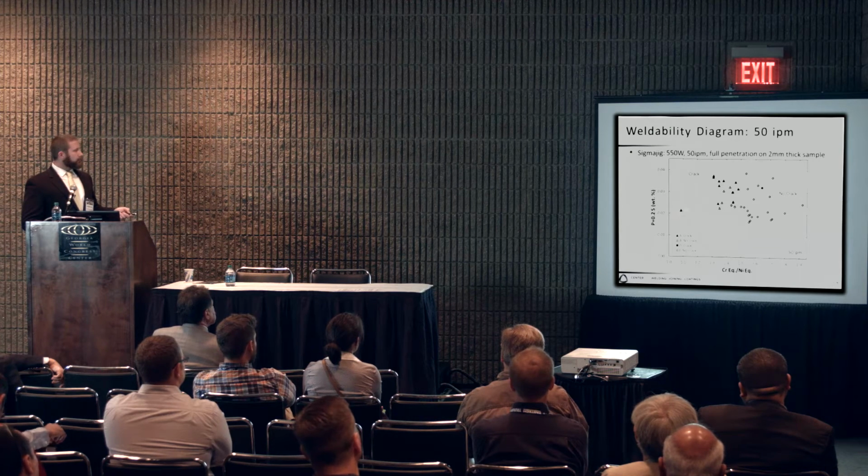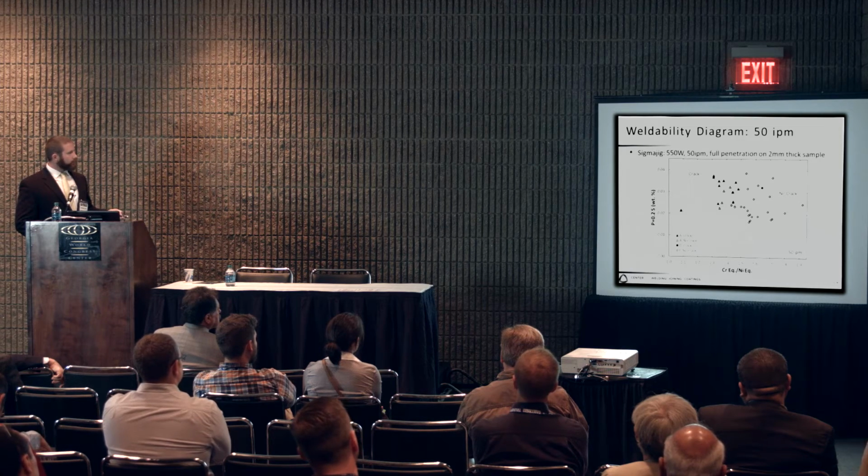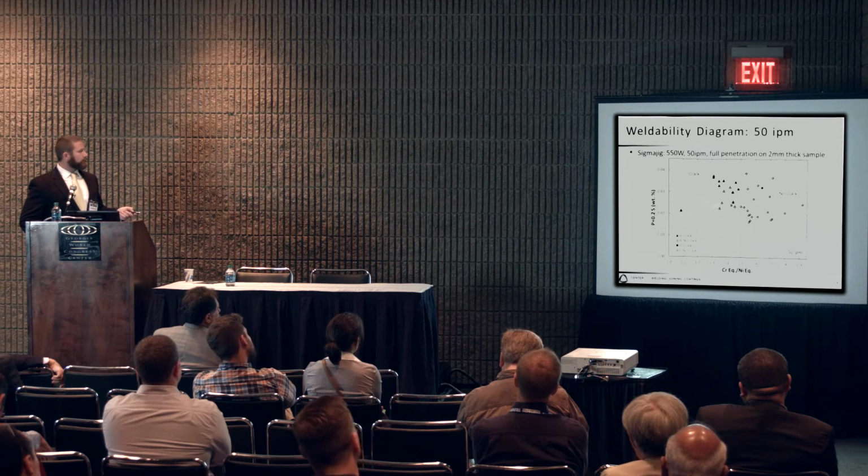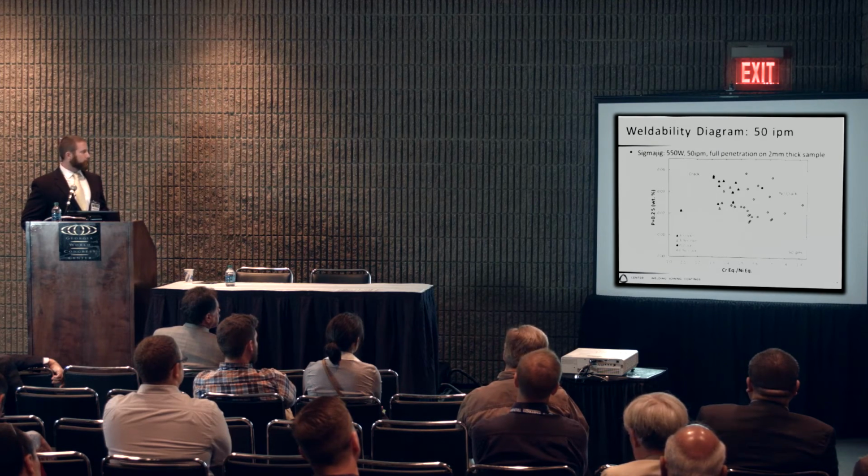Filled symbols indicate cracking, unfilled, no crack. So at chrome over nickel equivalents below about 1.5, we see almost entirely primary austenitic solidification, and then cracking in most of the alloys with greater than 0.02 P plus S, or P plus 0.2 times S, so impurity content.